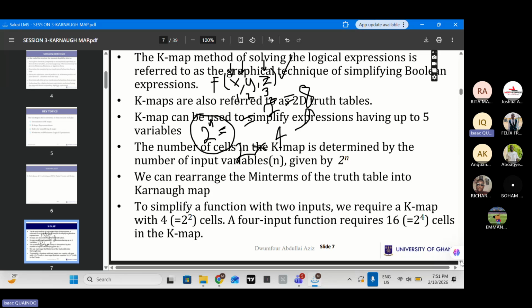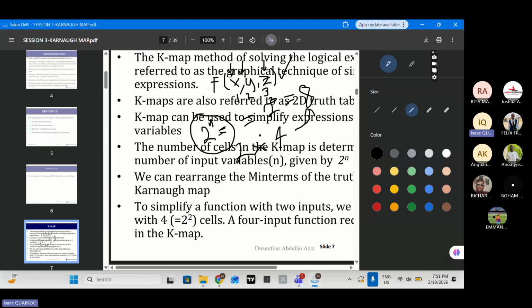So for example, if you have only 2 variables, let's say a function of x and y, this has only 2 variables. So we are going to have 2 raised to the power 2. Okay, so we know our K-map is going to have 4 cells.